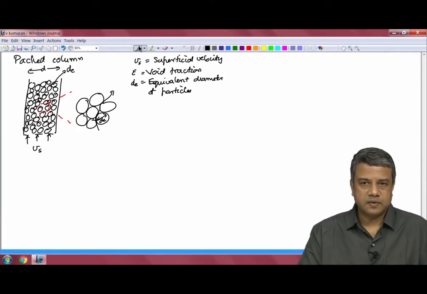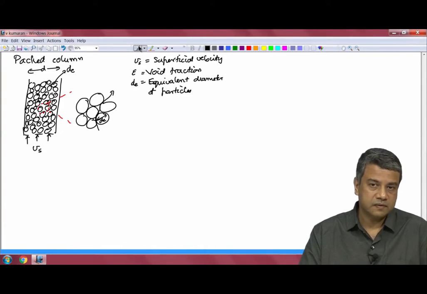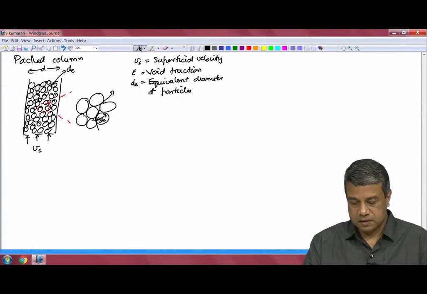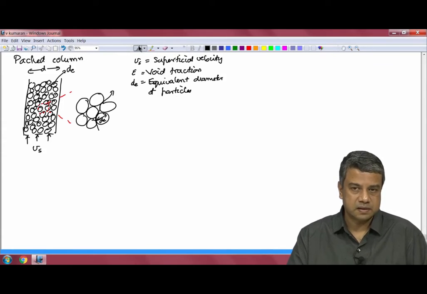For the transport processes that happen as the fluid flows through the voids between the particles, the relevant length scales are not the particle diameter, but rather the equivalent diameter of the void between the particles. So, basically we have to calculate the length scale as the equivalent diameter of the voids between the particles.